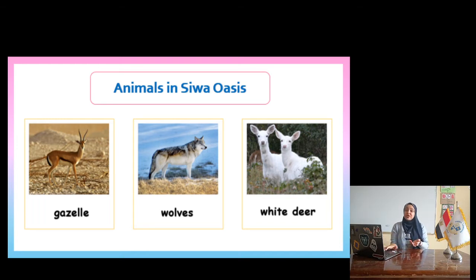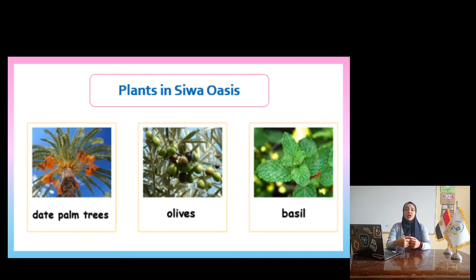What about the animals and plants that live there? First, the animals, there are a lot of animals like gazelles, wolves, white deer, we have lizards, we have a lot of reptiles and birds too. But what about the plants? As we said, we have the date palm trees, okay? We have a lot of kinds of palms. Also, we have olives and basil, okay? So, these are the plants and animals in the Siwa oasis.